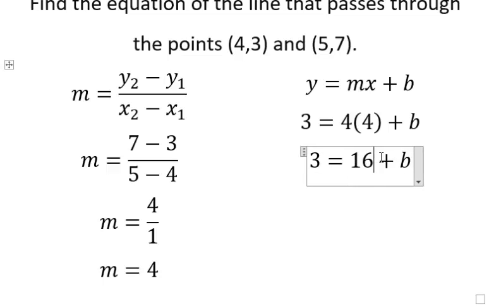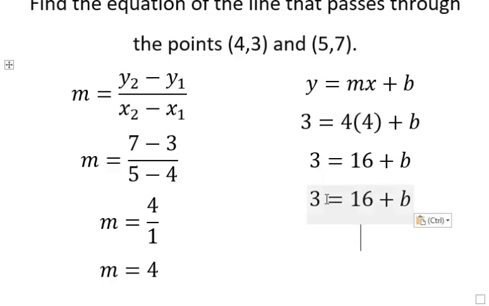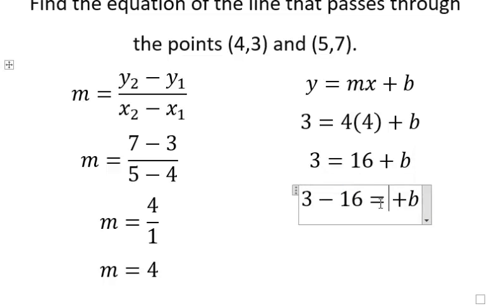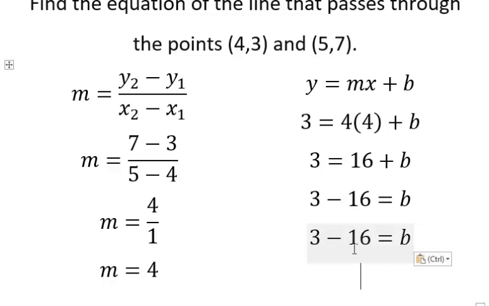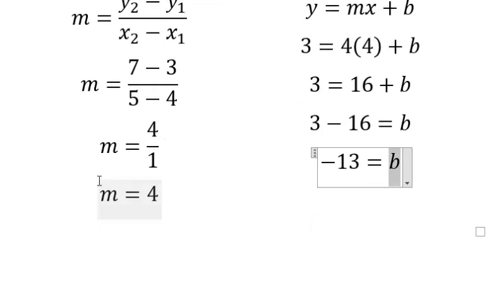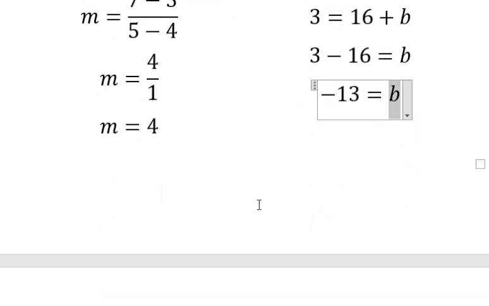be 16. Now this 16, I can pass it to the other side because it's positive. If I move it to the left, it will be minus 16, and the equal will be basically on this side. And the b is no longer with a plus because it's the first number there. So 3 minus 16 will be negative 13. So that will be the answer for b. So I already found m and I found b.